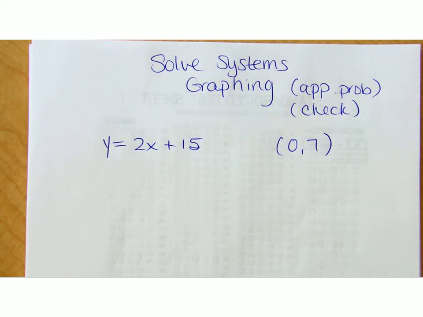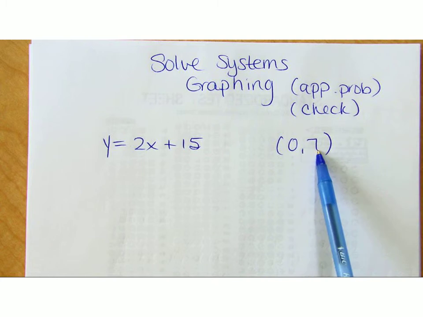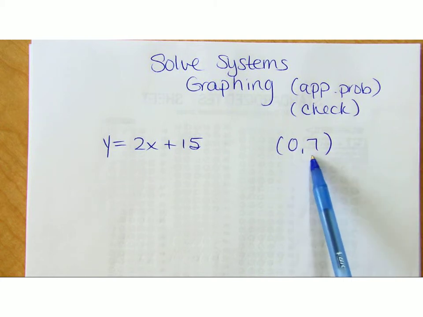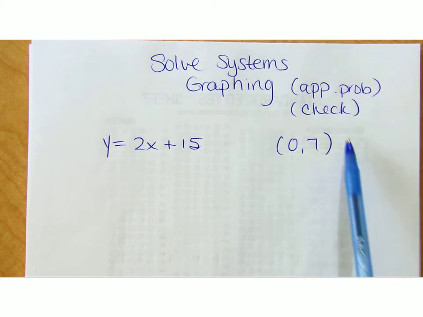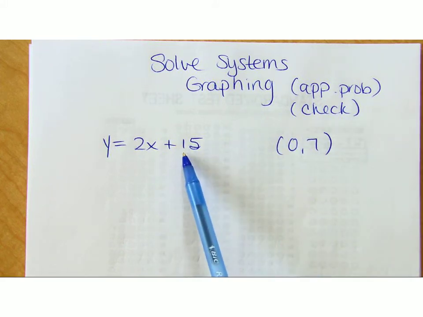This one, actually, I could use a shortcut. Does anybody know for sure that this is a no? You know how I know for sure it's a no? Because 0, 7, when x is 0, the y is your y-intercept. So they're telling me my y-intercept would be 0, 7. But according to my equation, it's actually what?